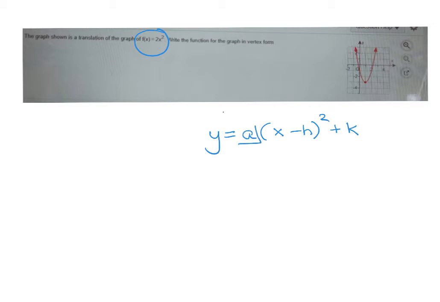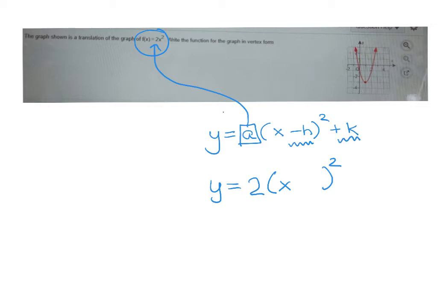They've already given you the a because they gave you that 2 in the problem. So that means you have a vertical stretch. They told you that, which was actually kind of nice of them. They usually don't tell you that. And so they want you to use the picture to find the other pieces of information that you need to know, which is the h and the k.